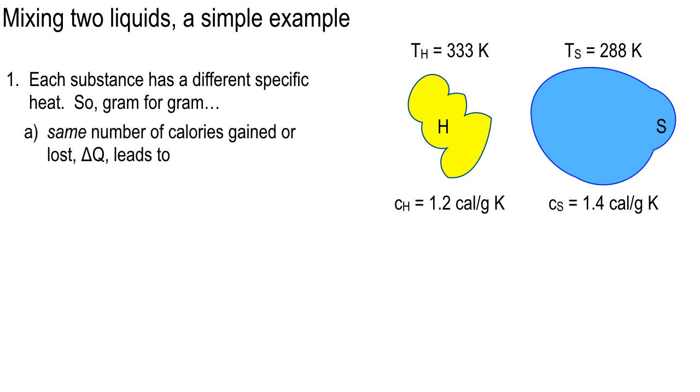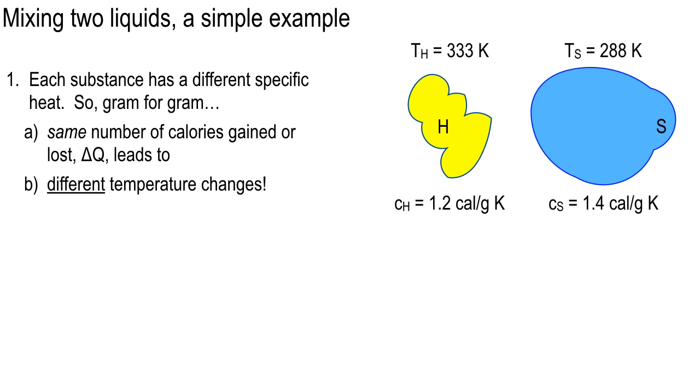And so whatever energy H loses, S is going to gain. So when H loses 10 calories, S absorbs 10 calories. But the problem is that if you lose 10 from H and gain 10 in S, you're going to have different temperature changes. Delta T's are going to be different.